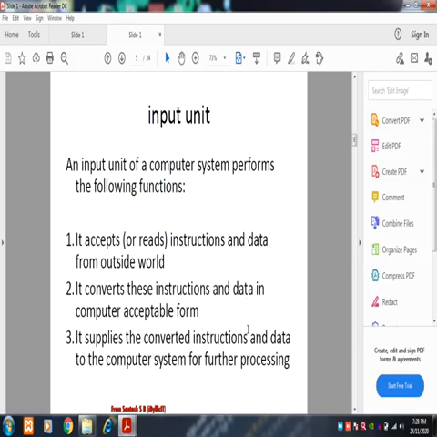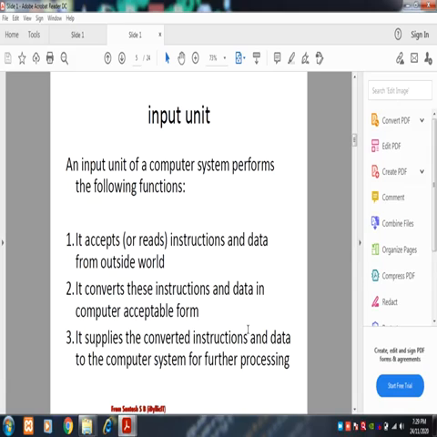Okay, so first one is the input unit. An input unit of a computer system performs the following functions. We will discuss them one by one to be clear about what the input unit is actually doing, what it includes, and what is happening inside the input unit.